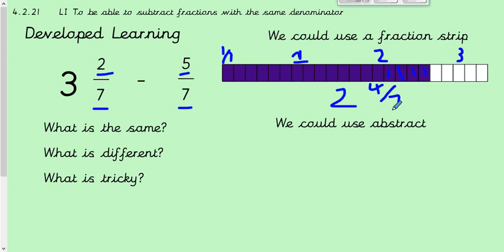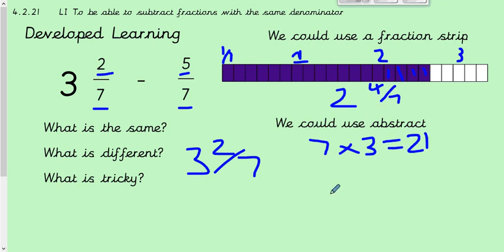Okay, so hopefully that makes sense. The main part of this is just recognizing where 1 whole is going to be, and where 2 wholes are going to be. But you could also work it out using the abstract method. If you have 3 2/7, you times the denominator and the whole number, which would be 21, and then you just add that to your numerator.